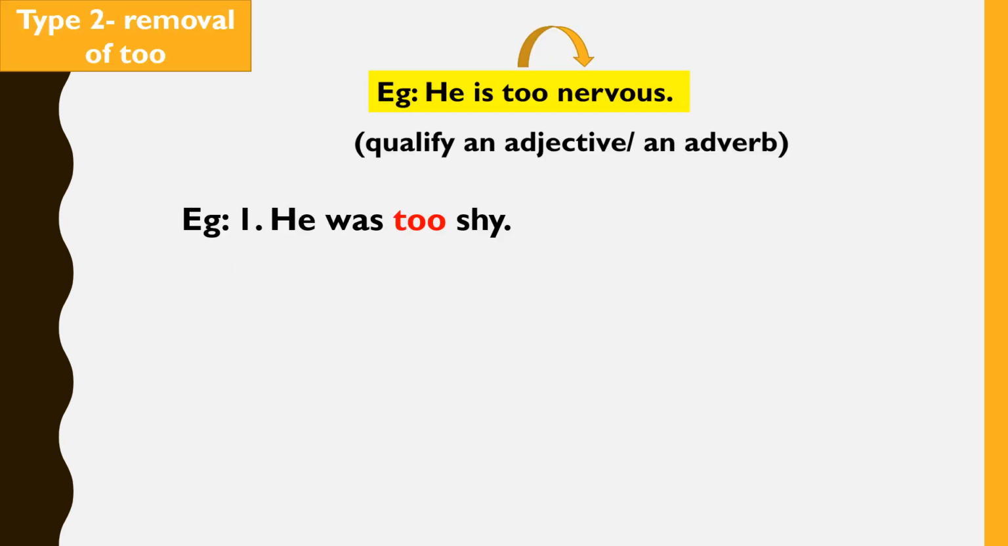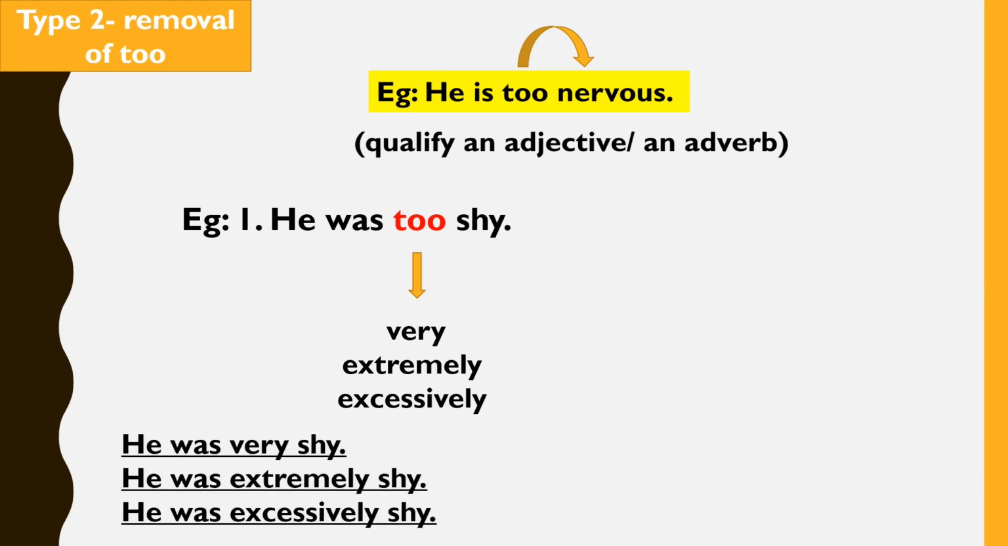The second type of removal of too is when it qualifies an adjective or an adverb, when its meaning is more than desirable or necessary. For example, he was too shy means he was very shy or extremely shy or excessively shy. All these words indicate something more. So, I can remove too by replacing it with words like very, extremely, and excessively. For example, I can write my sentences as he was very shy, or he was extremely shy, or he was excessively shy.